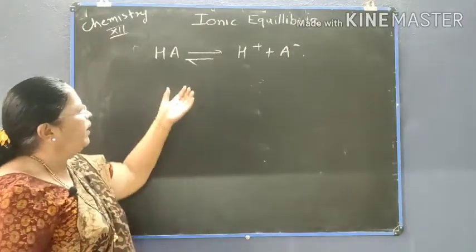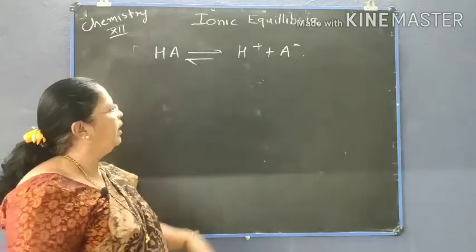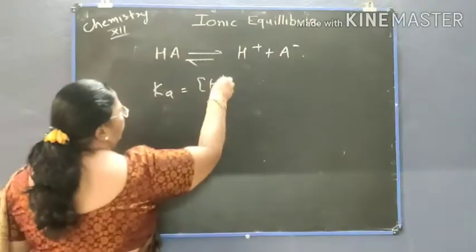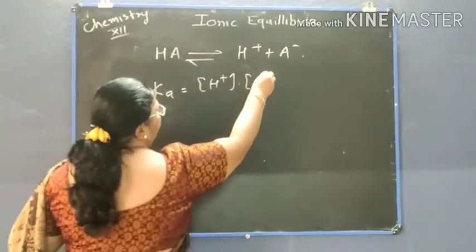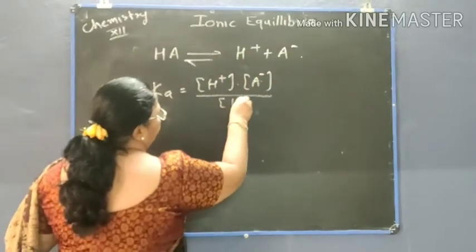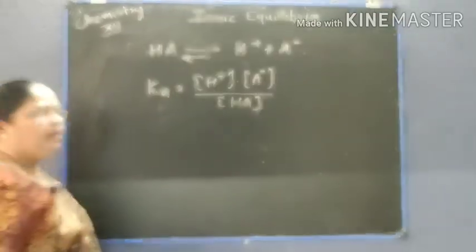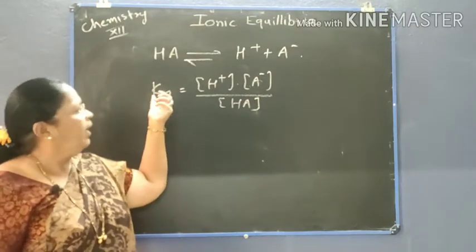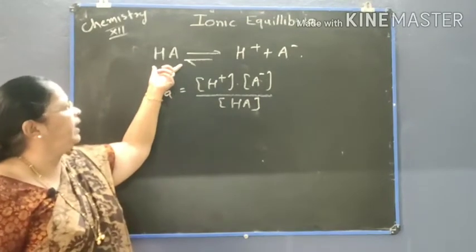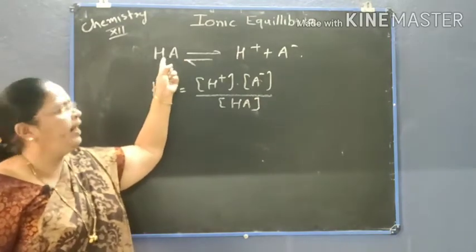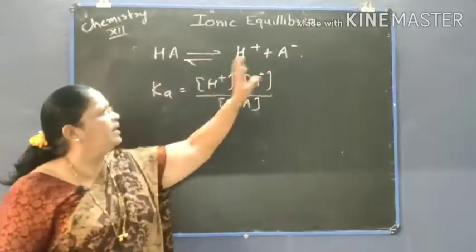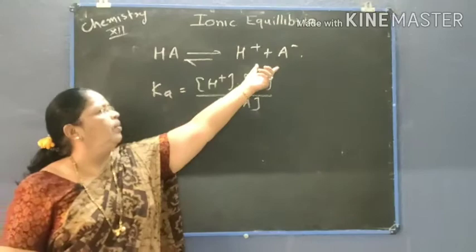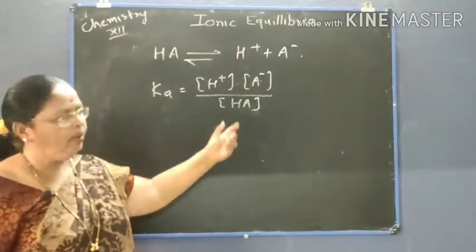When you apply the law of mass action, you can write Ka is equal to the concentration of H plus ions times the concentration of A minus divided by the concentration of HA. Again, Ka is the dissociation constant for the weak acid, represented by HA, which at equilibrium dissociates as H plus plus A minus.